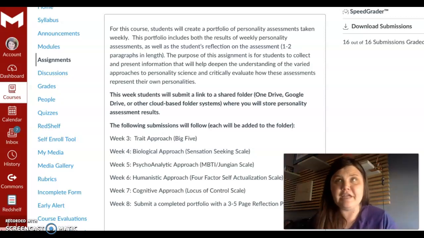So first and foremost, each week you are going to take an assessment. While taking it, I want you to think about, what are these questions asking? How do they tie in? Do I think they're representative? Do I think they're accurate? Do I think they're reliable? And really, that's what you're going to be doing, critically evaluating these surveys.